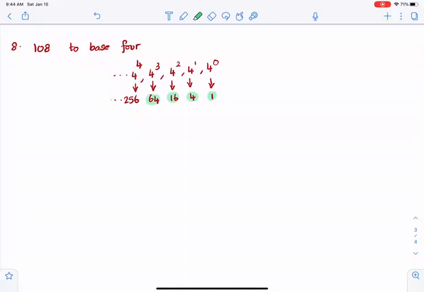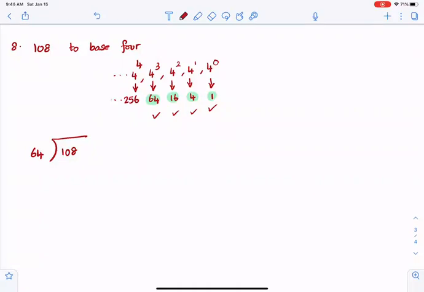So my base 4 number must have 4 digits: position 0, starting from the right hand side, position 1, position 2, and position 3. So we start from the left, which would be position 3. 108, we divide by 64. Now we would go with regular base 10 division.